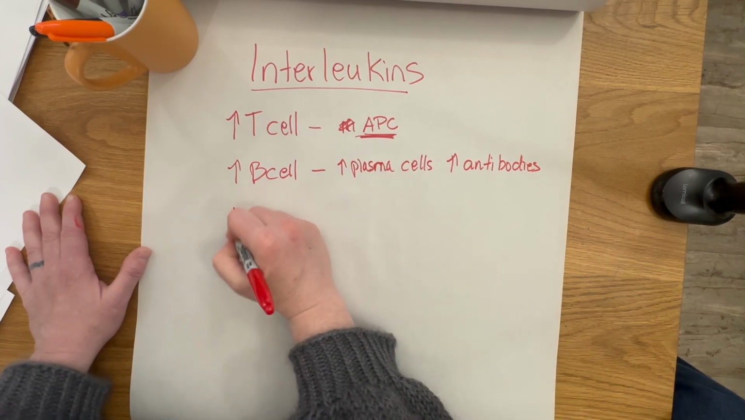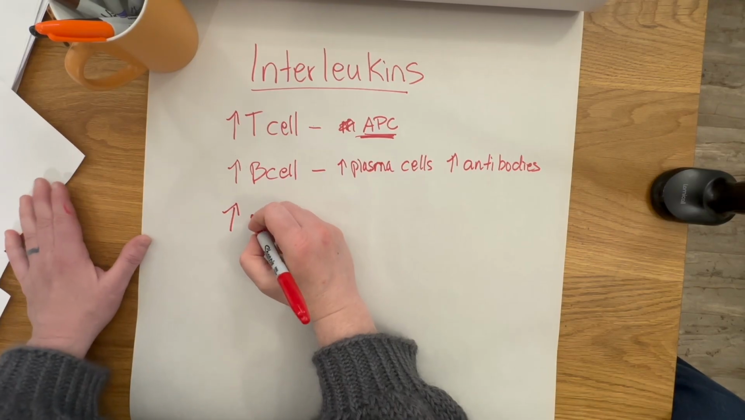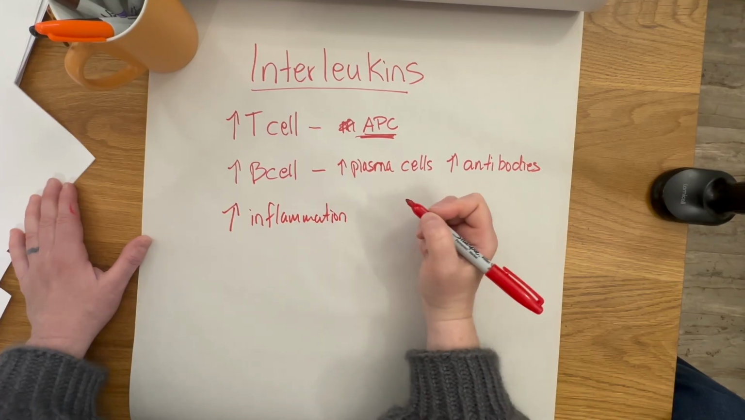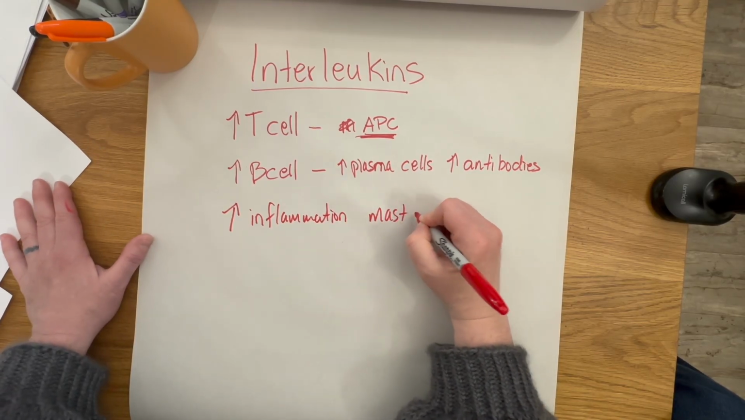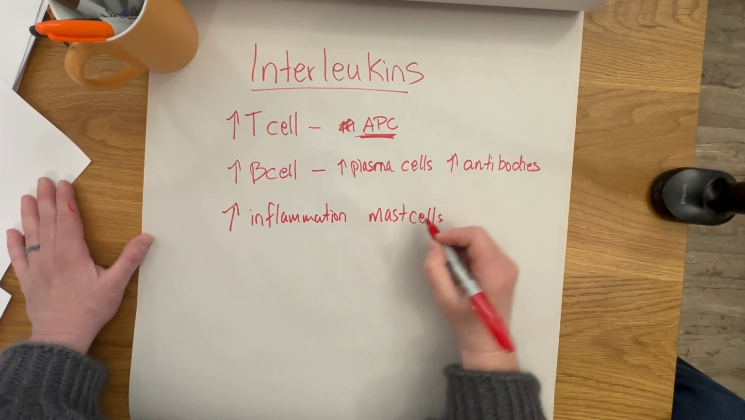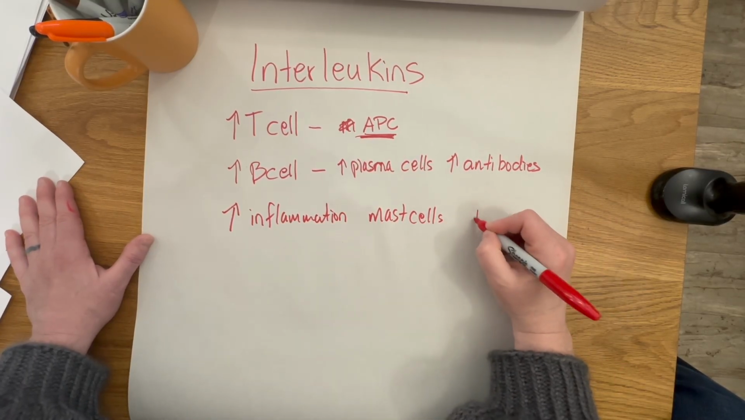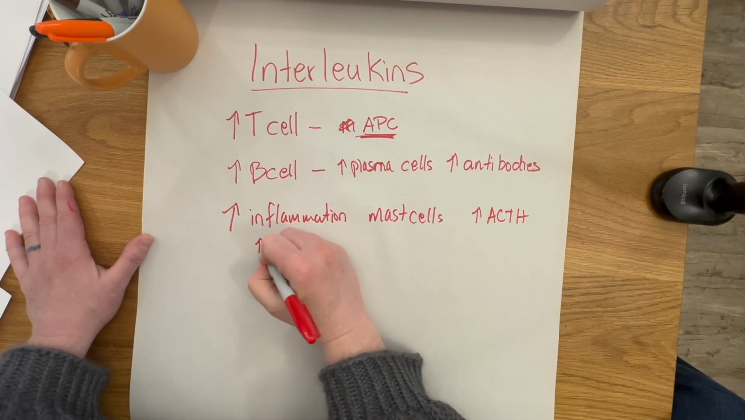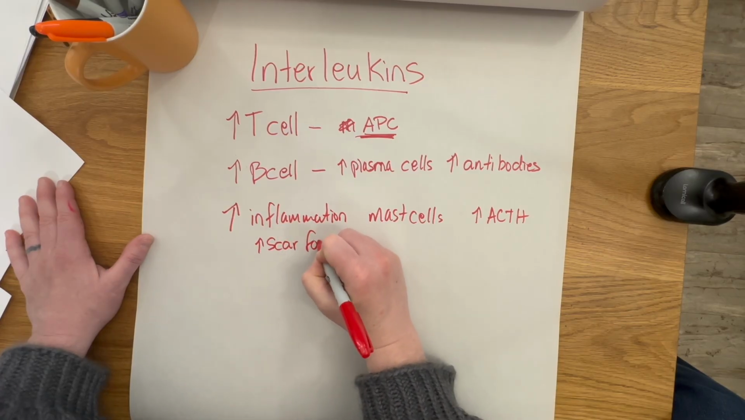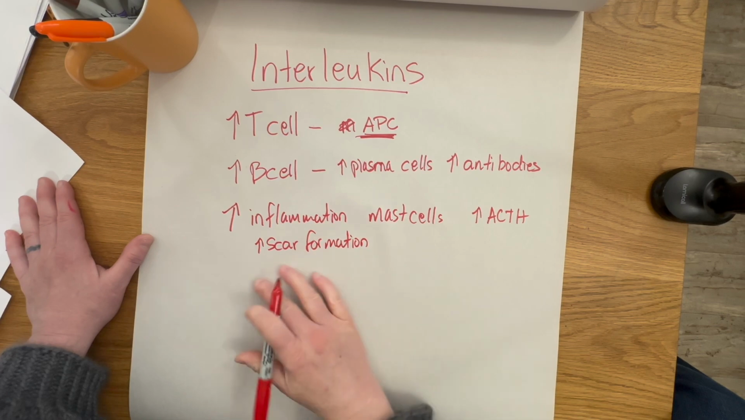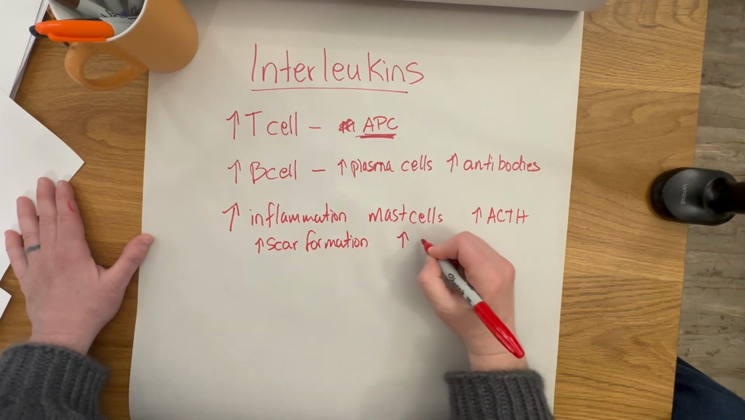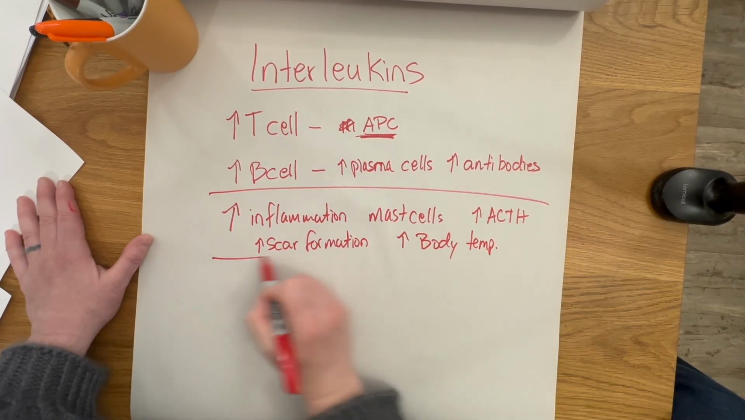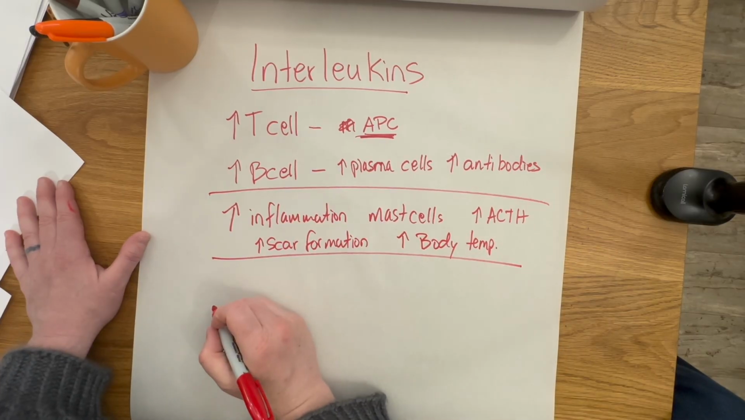It also enhances innate immune activity, so inflammation goes up, and mast cells, which are part of the immune response, release histamine and such. It increases adrenocorticotropic hormone production. It increases scar formation, which is useful for healing initially, and it can increase body temperature. So this is part of the innate immune response that interleukins support.